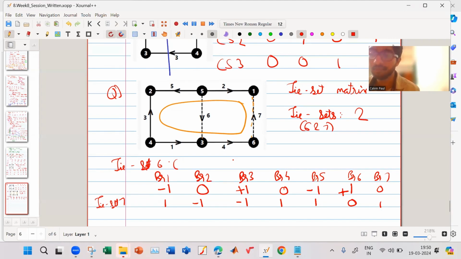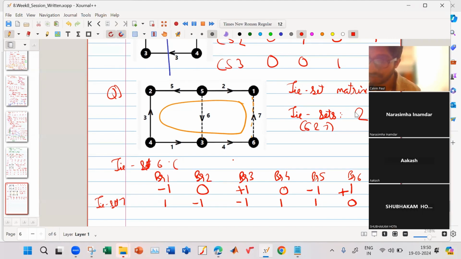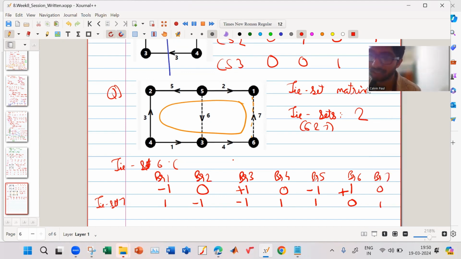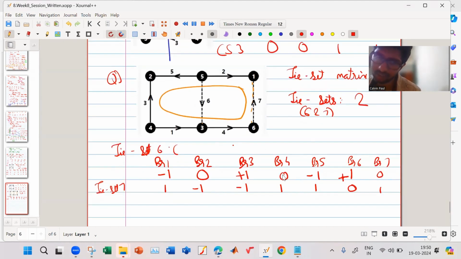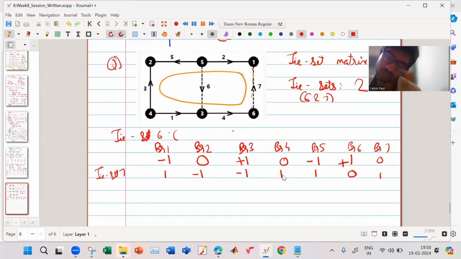Still cut set is a little confusing, how to consider the directions. Okay, it's a little confusing again. Just assume, let us say I do cut set for this one. Okay, I do a cut set for this.